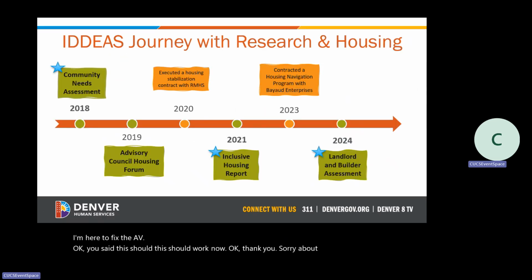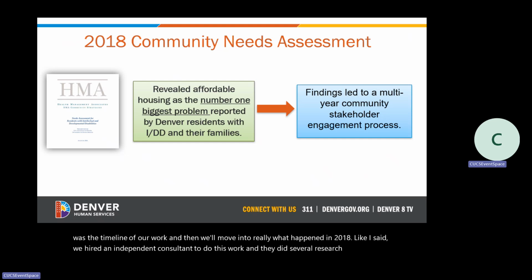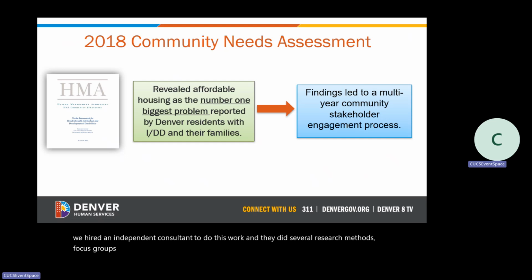Yeah, so this was the timeline of our work. And then we'll move into really what happened in 2018. Like I said, we hired an independent consultant to do this work. And they did several research methods, focus groups, presentations, surveys, really in an attempt to reach out to as many voices as possible. They ended up generating responses from over 500 unique individuals in Denver. And the findings were used to inform our work in the following years.